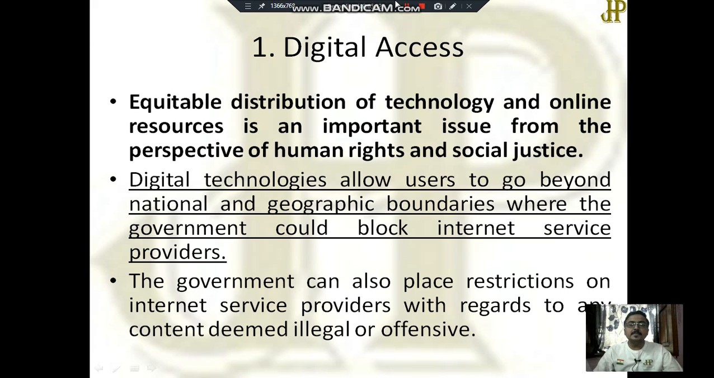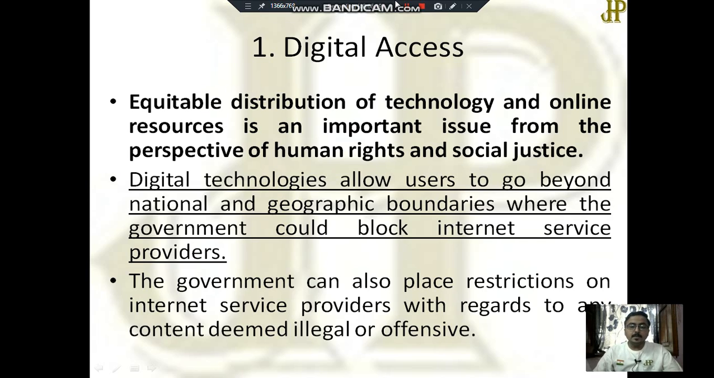So, the first one is digital access. As the name suggests, equitable distribution of technology and online resources is an important issue from the perspective of human rights and social justice. Okay? What does it mean? It means each and every user of the internet must have the same importance to use the digital content.